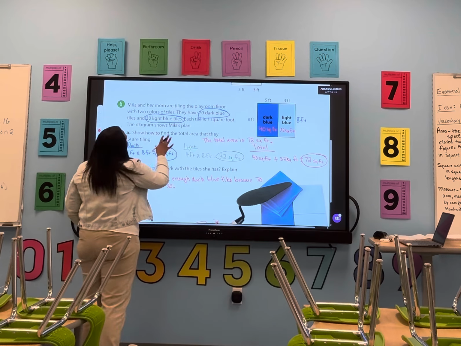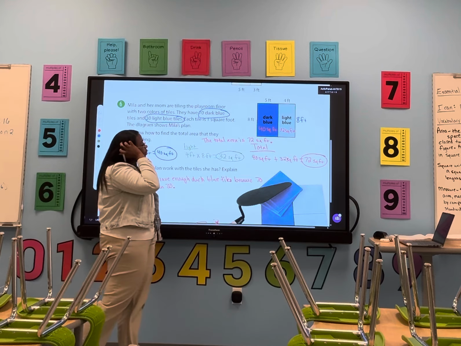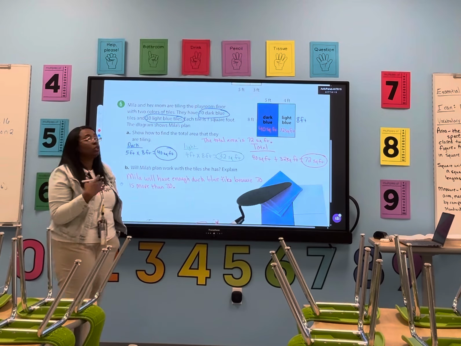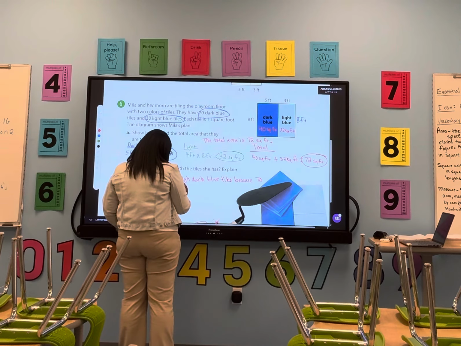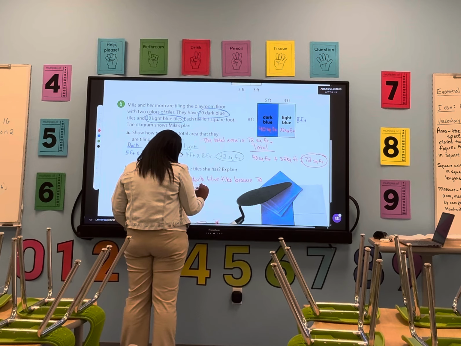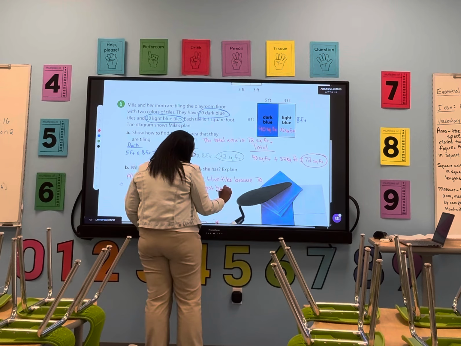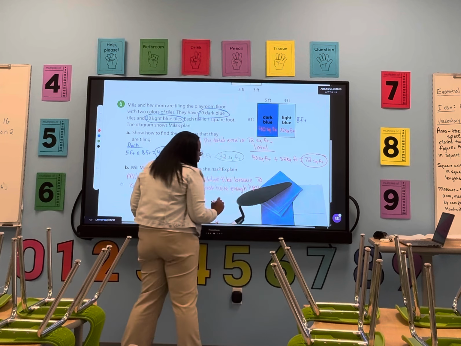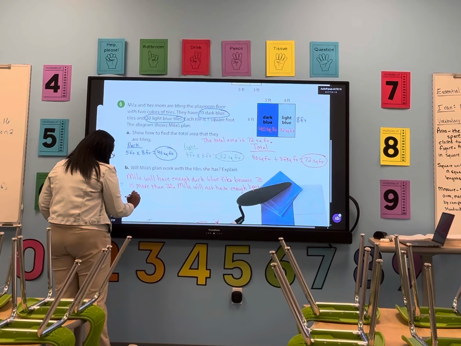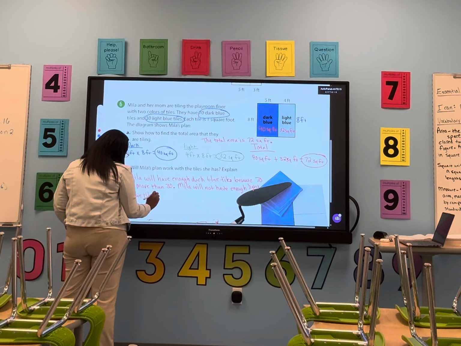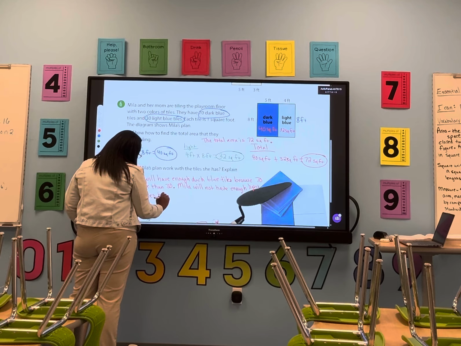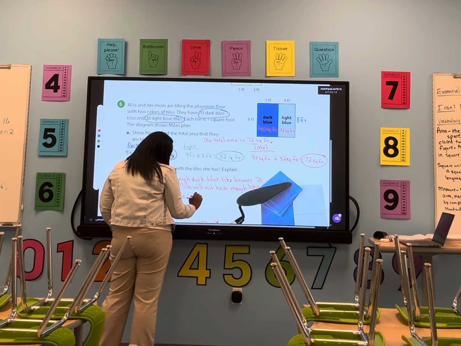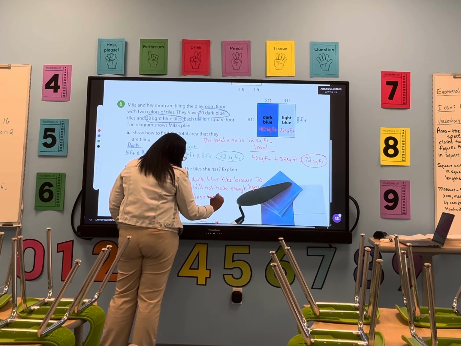So they said she has 30 light blue tiles. Well, she needs 32. So unfortunately, she will not have enough light blue because she's going to be 2 tiles short. So let's put that. Mila will not have enough light blue tiles because 30 is less than 32.